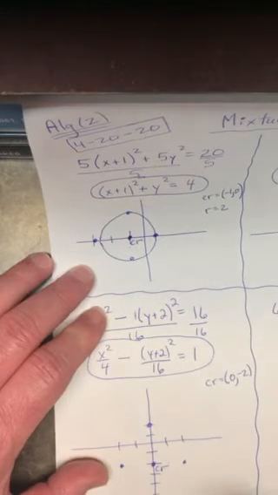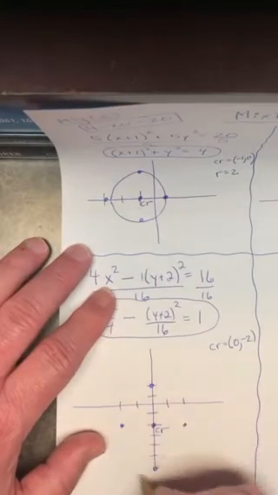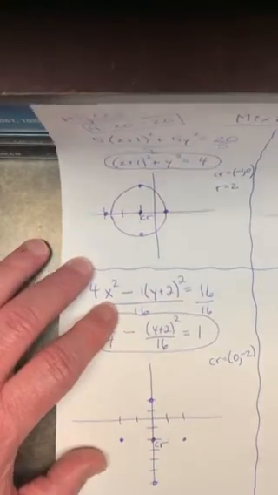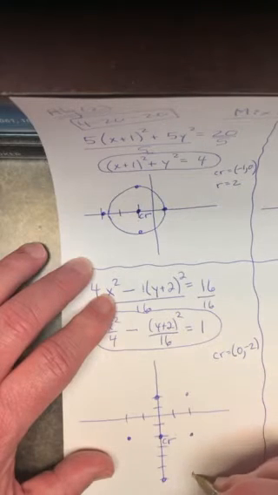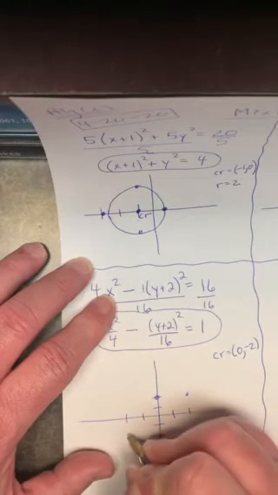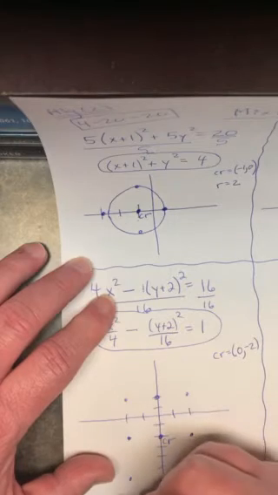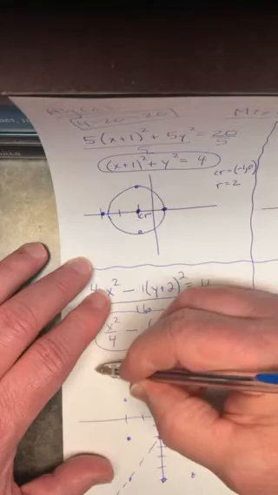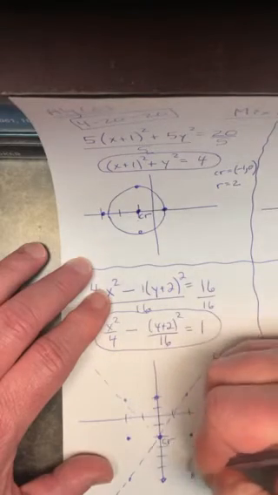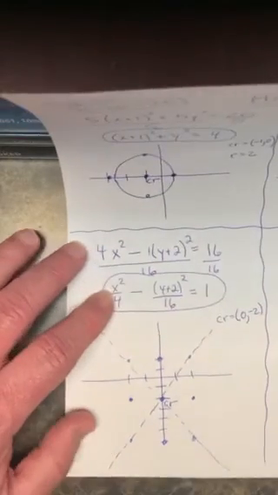Now remember, don't connect them up and make an oval shape. This is a hyperbola. So you're going to make a corner, a corner, a corner, and a corner. Imaginary diagonal line, imaginary diagonal line. This is good review. I'm glad we're doing this.